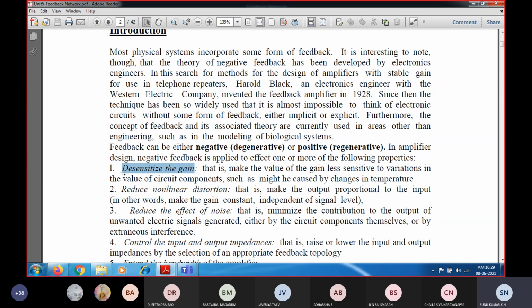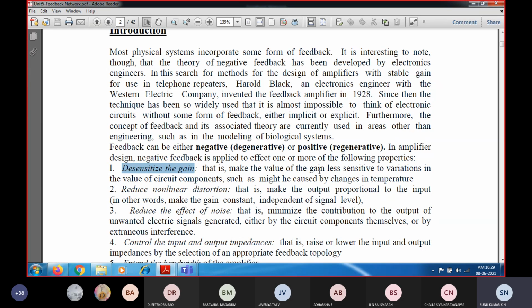What does sensitivity mean? Sensitivity means that any small change in the input will cause a change in the output by a larger amount. So a smaller change in an external parameter or any small change in the system will cause the gain to increase or decrease. In order to avoid that, if I employ negative feedback, your gain will become desensitized to external changes. That is gain desensitization.